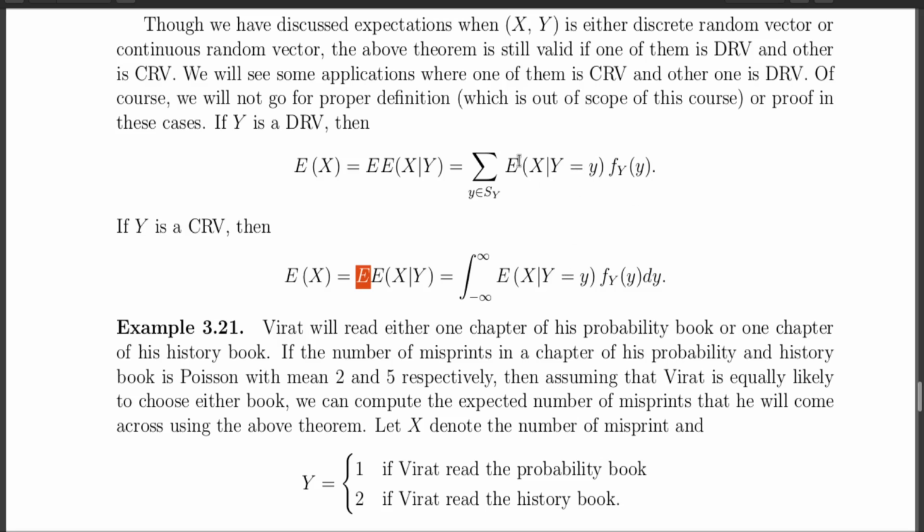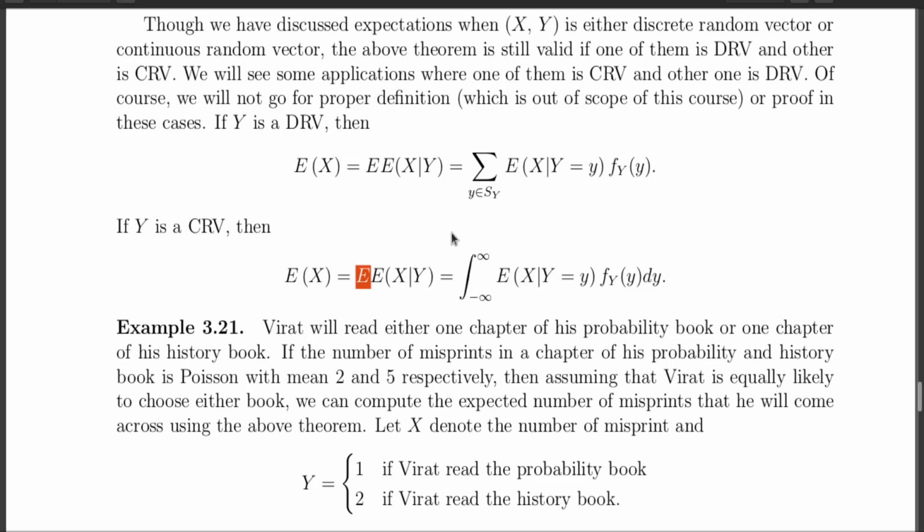So I will find this conditional expectation, multiply it by the probability mass function of y, and take the sum in case y is discrete. In case y is continuous, I will find this conditional expectation, multiply it with the marginal density function of y, and take the integration.